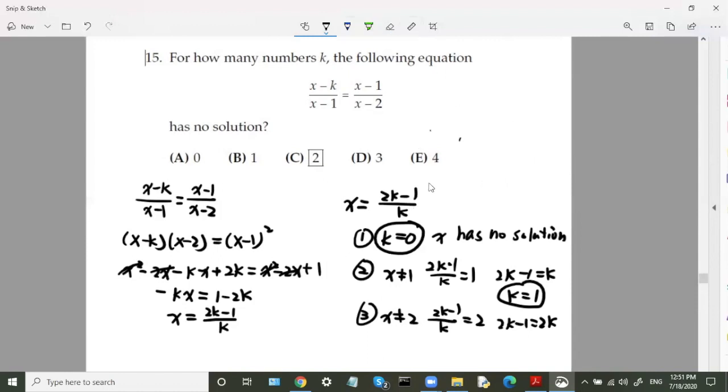So let's plug in k equals 1. Then we have (x − 1)/(x − 1) equals (x − 1)/(x − 2). Obviously, x has no solution. So, okay. Then finally, we just have two values for k: k equals 0 and k equals 1 make x have no solution. So the answer is C.